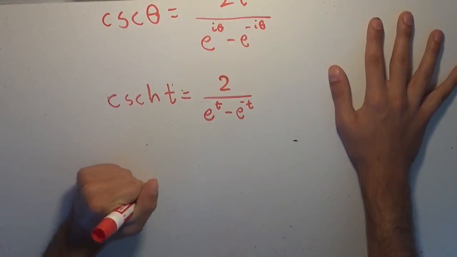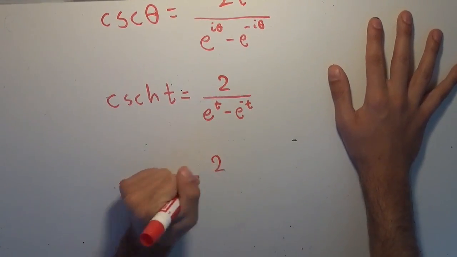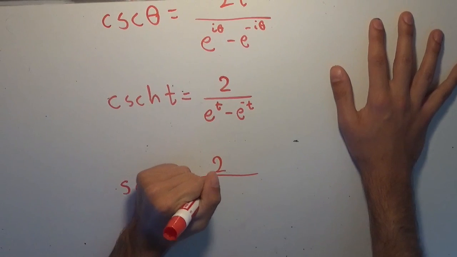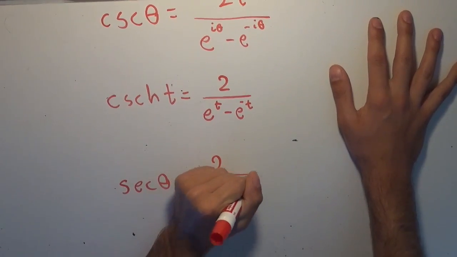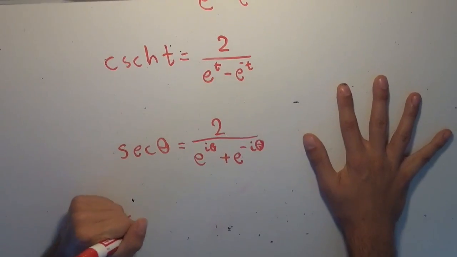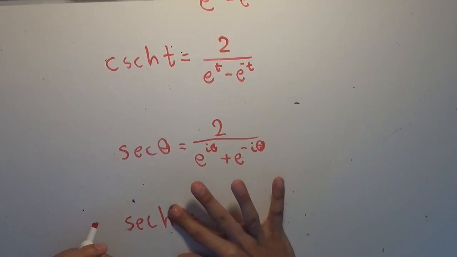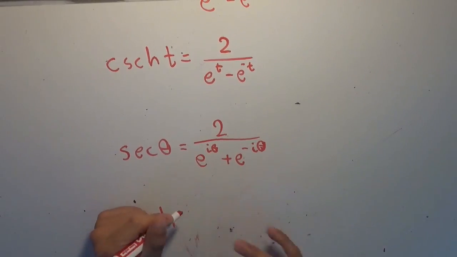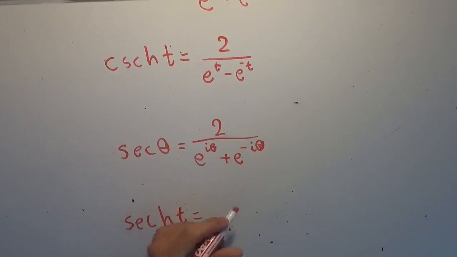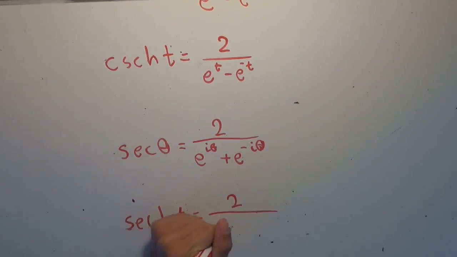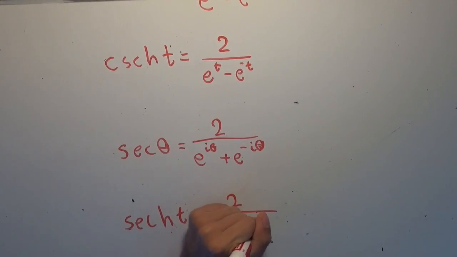Similarly, the secant function of theta is 2 divided by e to the i theta plus e to the minus i theta, and the hyperbolic secant function of t, just to clearly differentiate between an angle and some parameter t, we have 2 over e to the t plus e to the minus t.